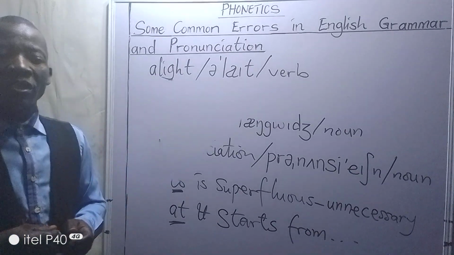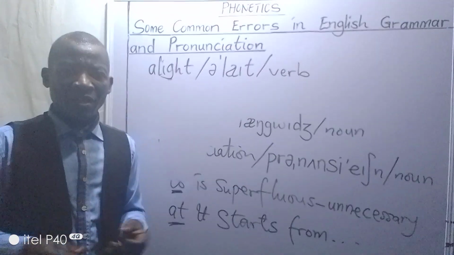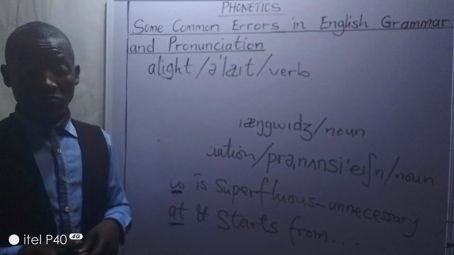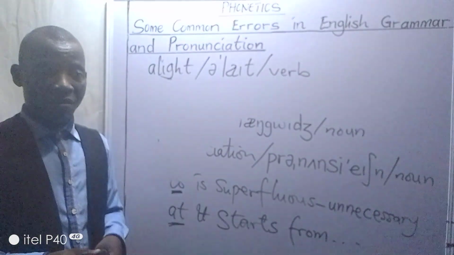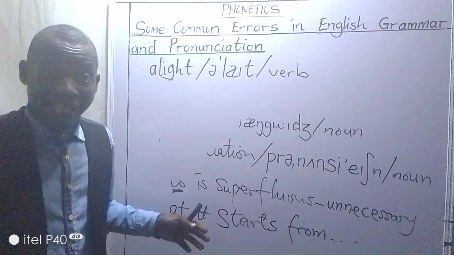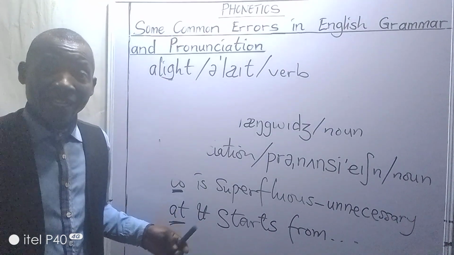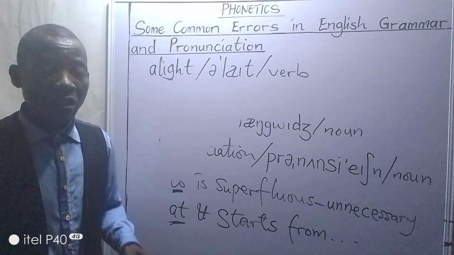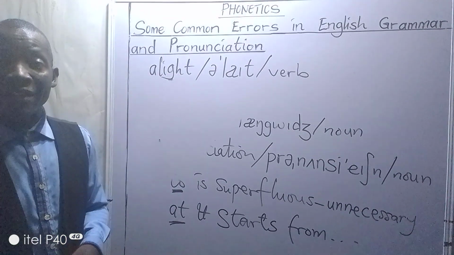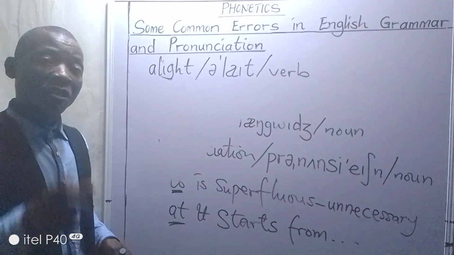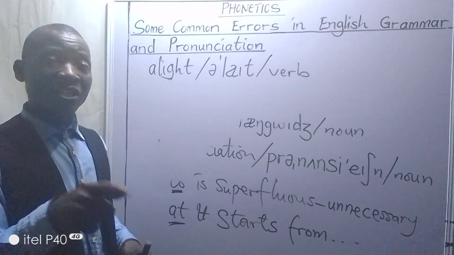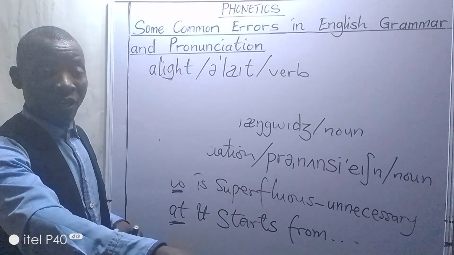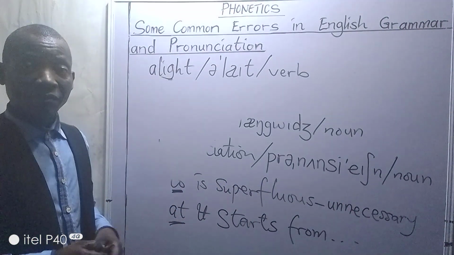To alight means to come out of a vehicle, from a plane, bicycle, motorbike, cars, buses, whatever, train. You alight. Don't say, "I want to drop here." You say, "I want to alight here." That's perfect English. You board, you get somewhere, you alight.